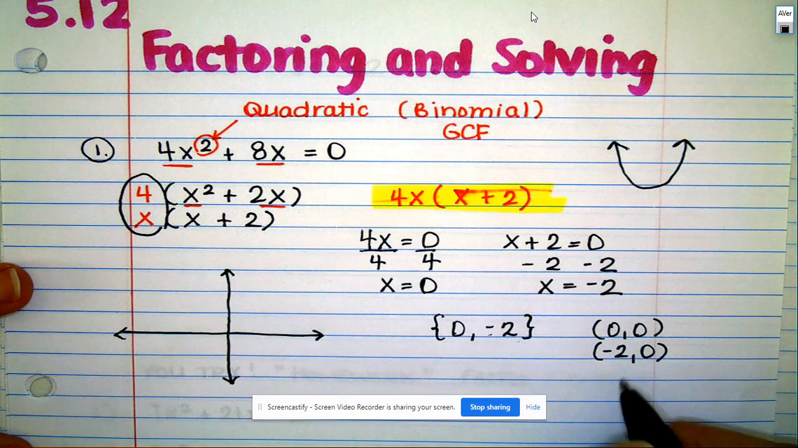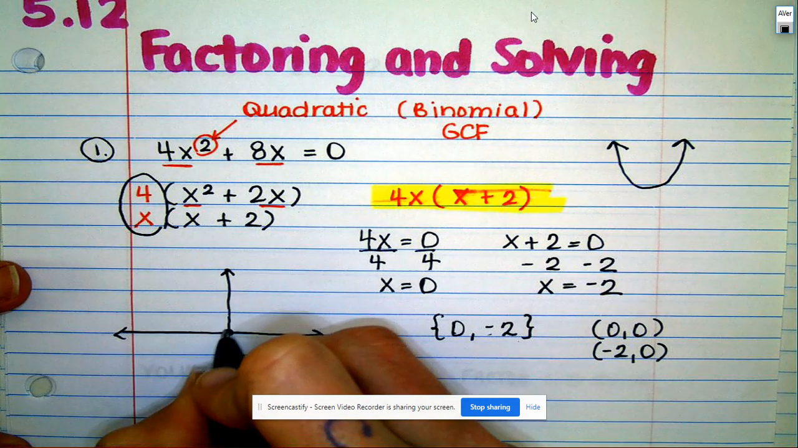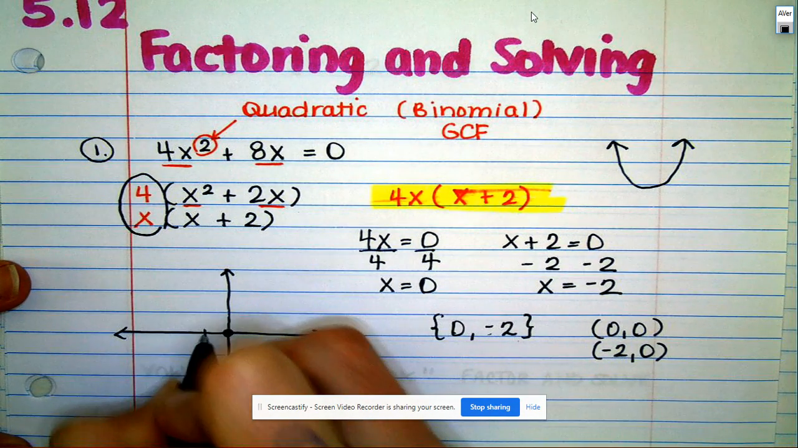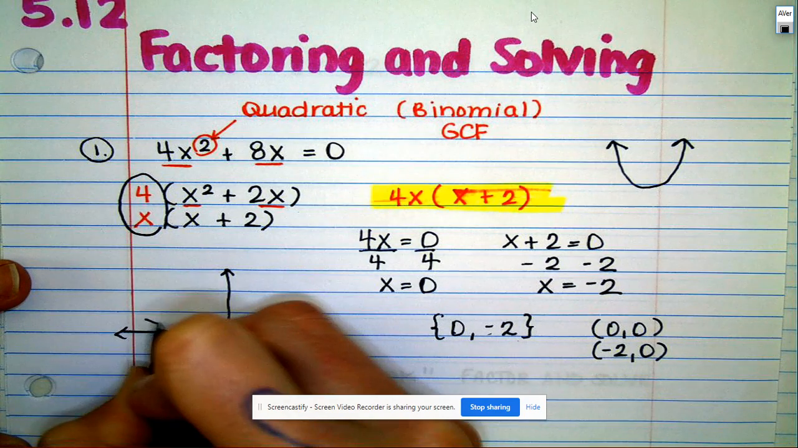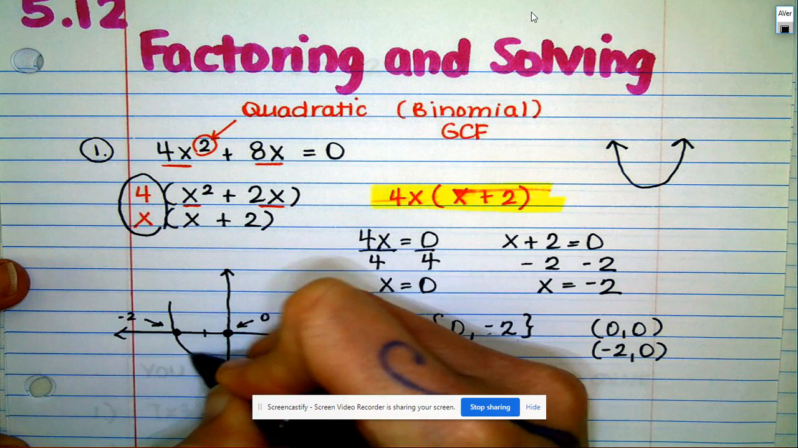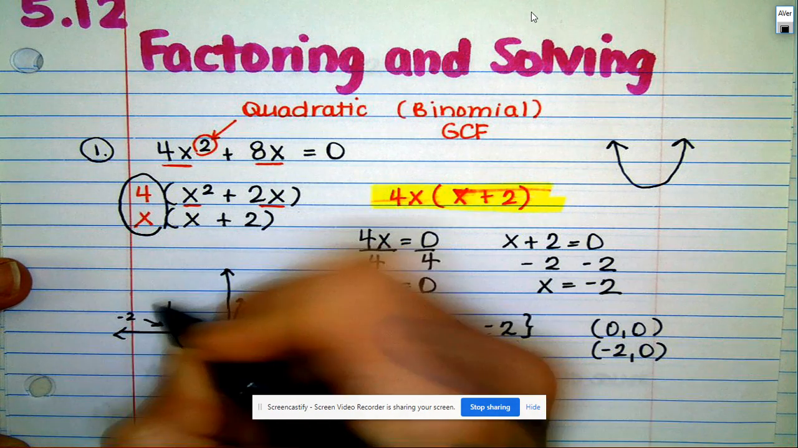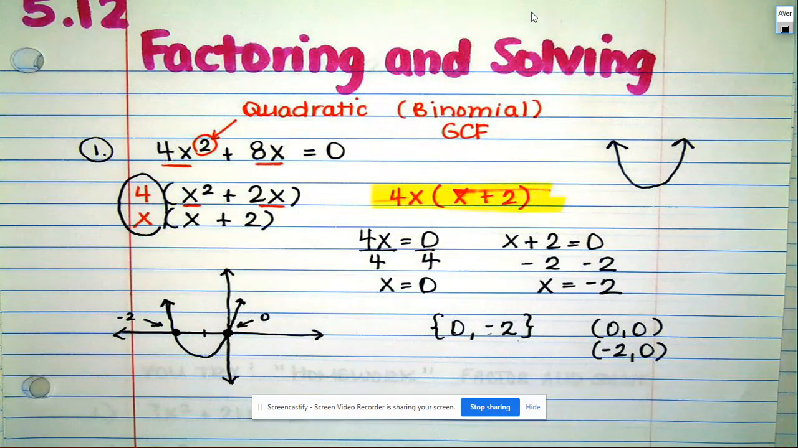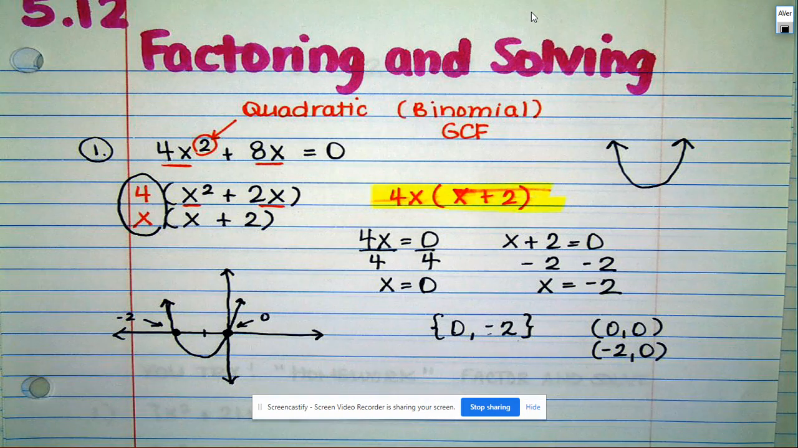So from this information right here, I know that at 0, 0 is going to touch the x-axis, and then at negative 2, it will touch the x-axis. And it's a happy face. And for now, we don't know how far up or down it goes. But you do know it's going to cross the x-axis at a negative 2 and at a 0 because you solved it. So we have our factored.